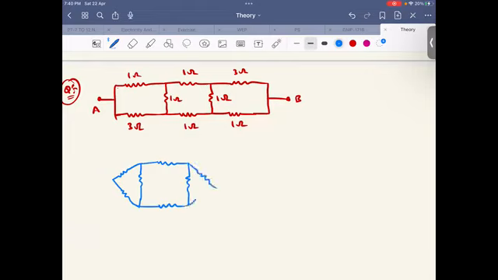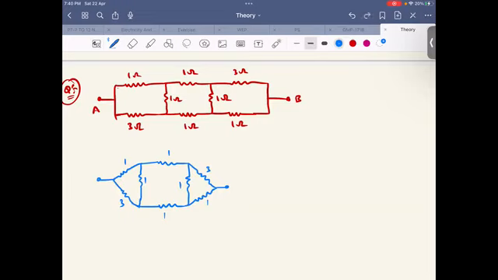Right side and left side, what is there? Can you tell? 3, 1, 1, 1, 1, 1, 1, and 3. So this is how I rearrange the circuit. If you see here, we have a delta connection, and here also we have a delta connection. So we want to convert from delta to star.